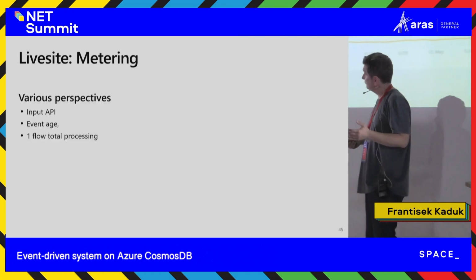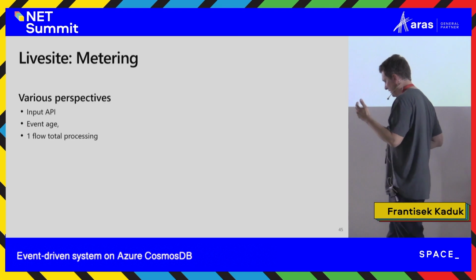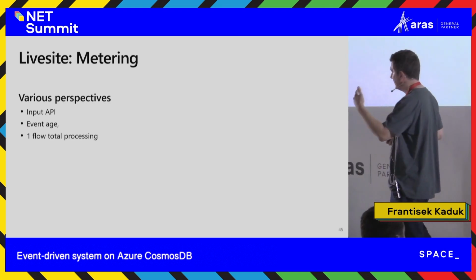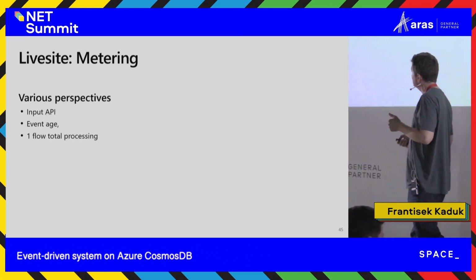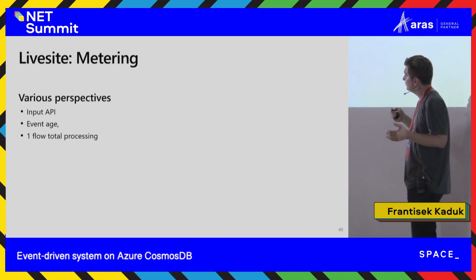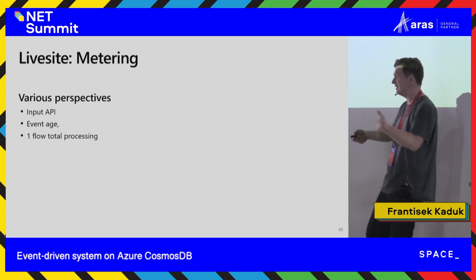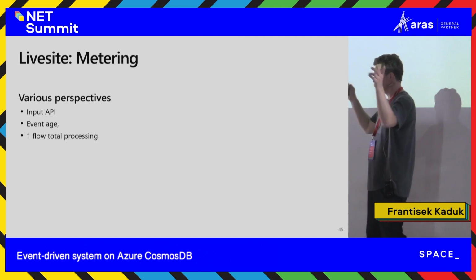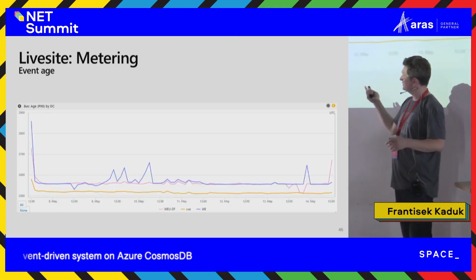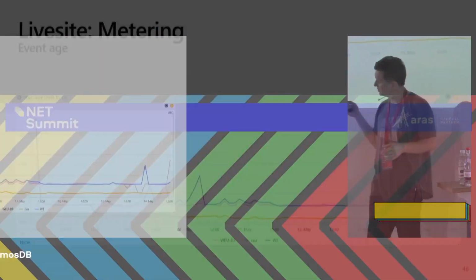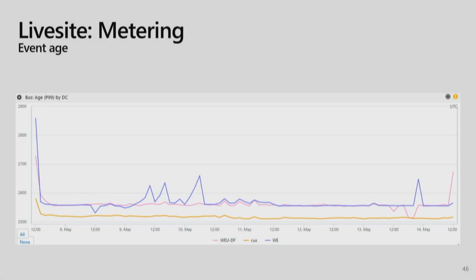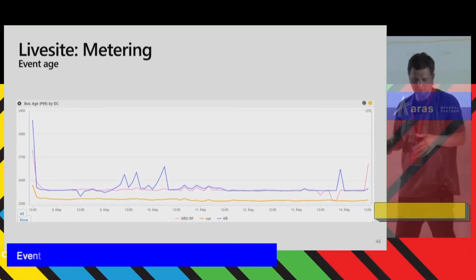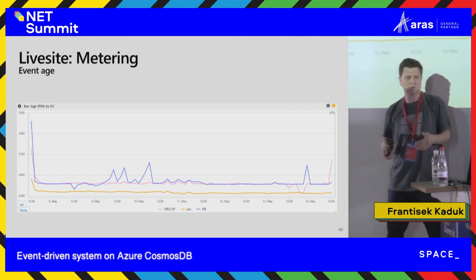Metering was also one part which we had to address. So we are able to measure QoS and the latencies on the input, also like the age of the events, how fast we are able to process the events, and also end-to-end total. This is, for example, a graph showing data from production. On the X line you have time, on the Y line you have the milliseconds. This is basically for events, how long they are staying to be processed and so on.